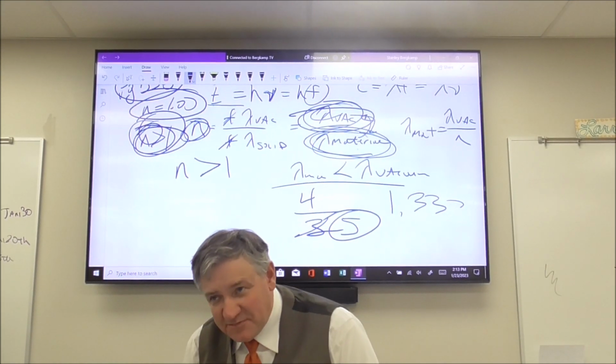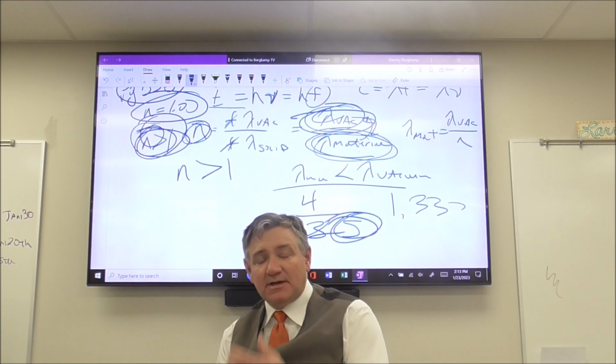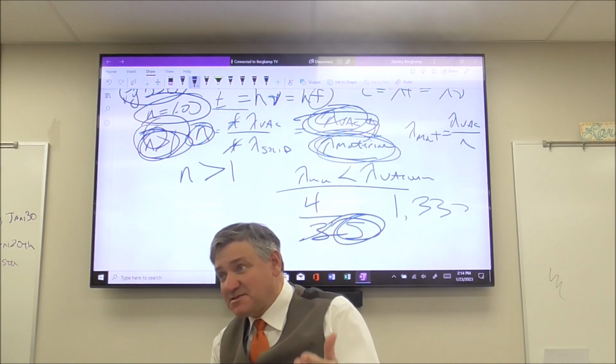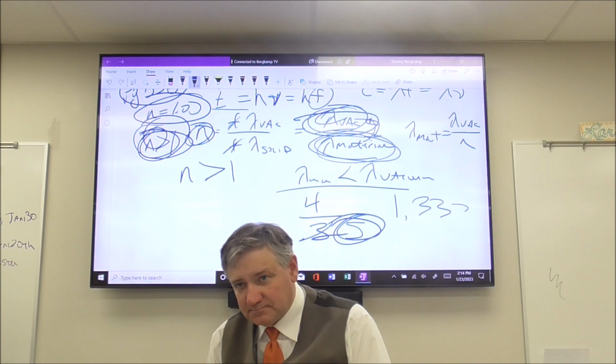What if N equals 5? Not possible. If the wavelength in the material is 5, then N becomes less than 1, which would mean it would go faster than the speed of light in the material, which isn't possible. Does that make sense?